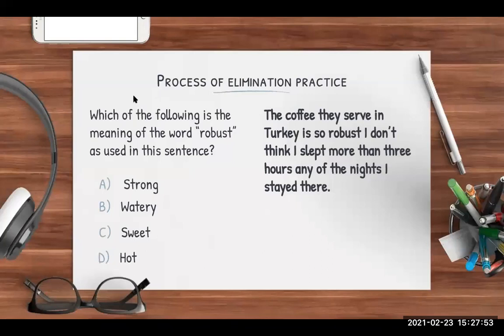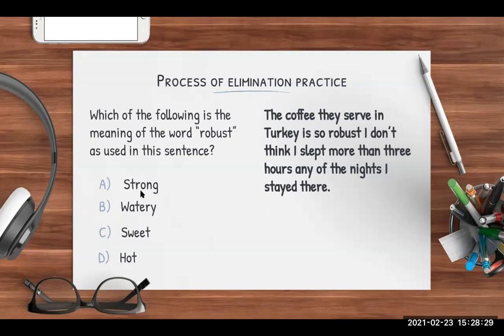So for the process of elimination, we have the question, which of the following is the meaning of the word robust as used in this sentence? The coffee they serve in Turkey is so robust, I don't think I slept more than 3 hours any of the nights I stayed there. So using the process of elimination, we can try just inputting each of these words into this sentence and see if they make sense. And we can do that using the context clues.